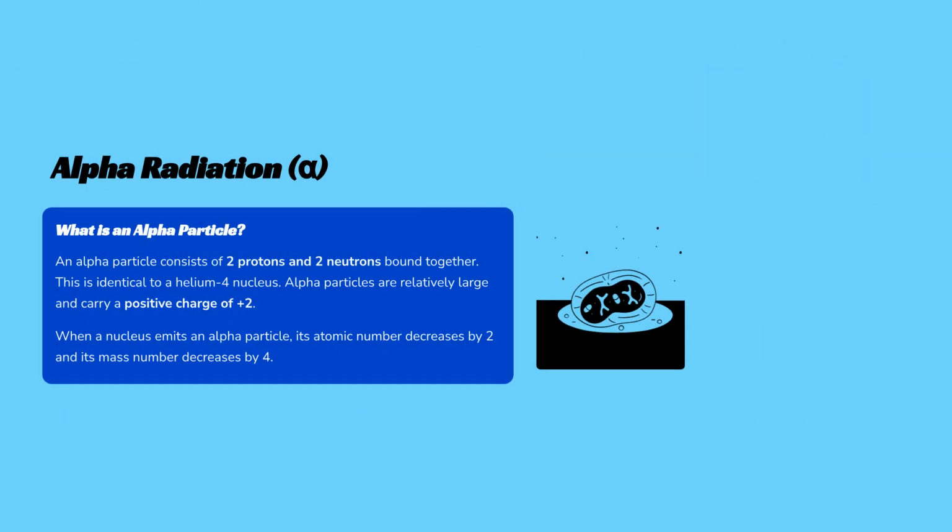First, alpha radiation. An alpha particle consists of 2 protons and 2 neutrons, making it identical to a helium-4 nucleus. It is relatively large and carries a positive charge of +2. Emitting an alpha particle reduces the atomic number by 2 and the mass number by 4.